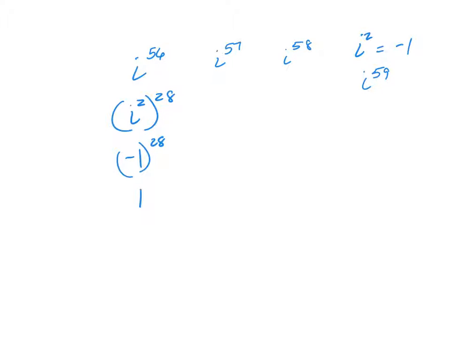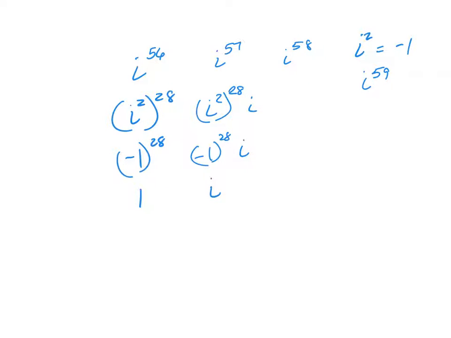Let's do it the same way. Well, when you have 57 people, you still have 28 couples, but one of you guys got left out in the cold without a pair, okay? So we couldn't pair you up with anybody. So this is going to be almost the same. It's going to be -1 to the 28th times i. So that would be 1 times i, which would give you an i.